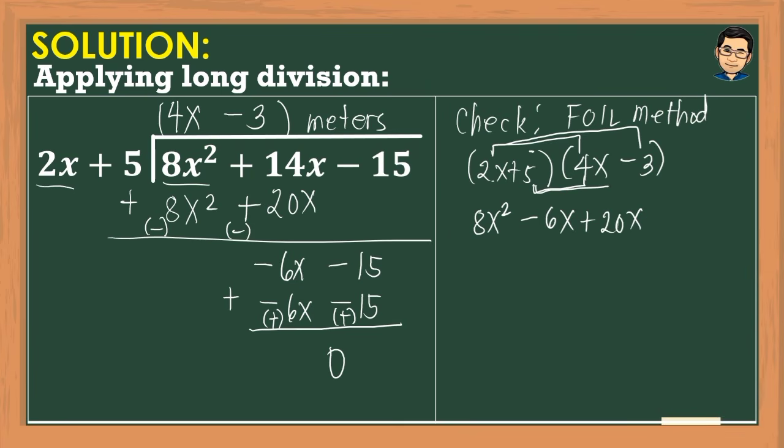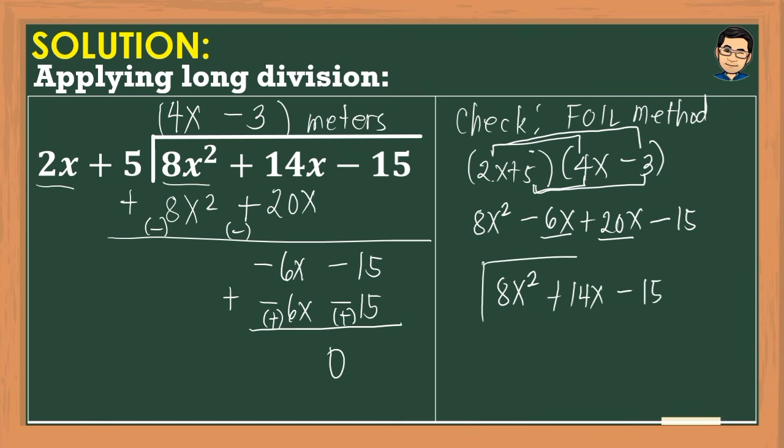5 times negative 3, sa last terms na tayo, negative 15. Finally, we combine like terms. So negative 6x plus 20x, yun yung mga parehong terms. So bring down 8x squared. And then yung pinag-add natin na like terms, that is 14x. And then bring down negative 15.